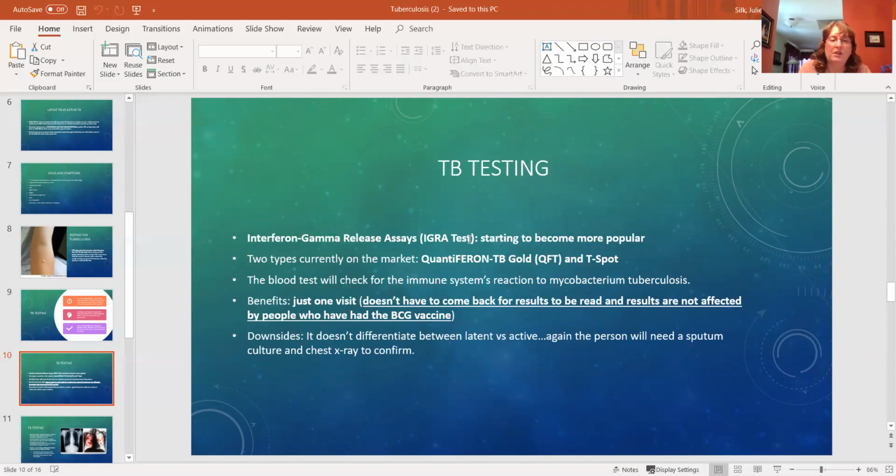So the nice thing about this is it's just one visit. They don't have to come back to get their results read, and you'll know if this is a thing or not. The downside of this test is it doesn't differentiate between active or latent TB, and the person will need to get a sputum culture and a chest x-ray to confirm if they have TB or not. So in other words, if you get this blood test, it may come back positive, but you still can't say at that point that they are positive for TB. You would have to do some other things to confirm.